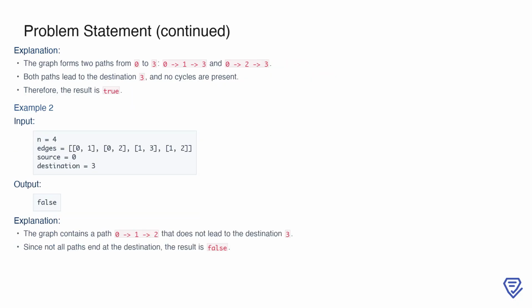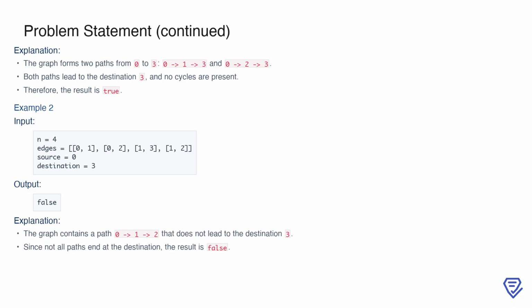To elaborate on example 1, the graph consists of two distinct paths from the source node 0 to the destination node 3. One path follows 0-1-3, and the other follows 0-2-3. Since both paths terminate at the destination node 3 and neither encounters a cycle, the result is true.